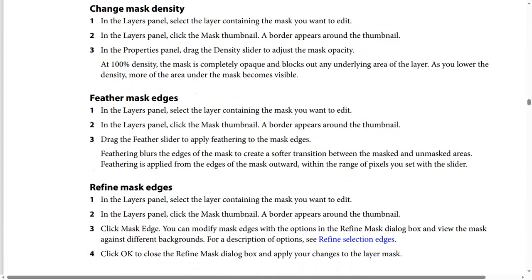Feather mask edges. In the layers panel, select the layer containing the mask you want to edit, and then in the layers panel, click the mask thumbnail, and a border appears around the thumbnail. Drag the feather slider to apply feathering to the mask edges. Feathering blurs the edges of the mask to create a softer transition between the masked and unmasked areas. Feathering is applied from the edges of the mask outward within the range of pixels you set with the slider.